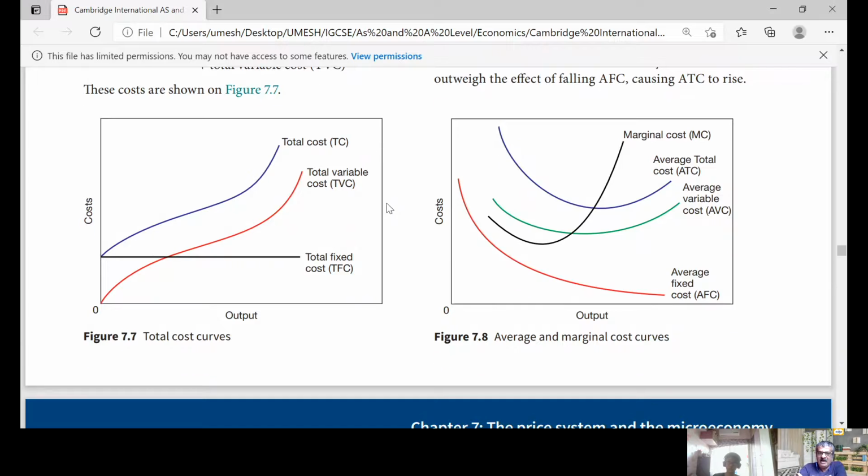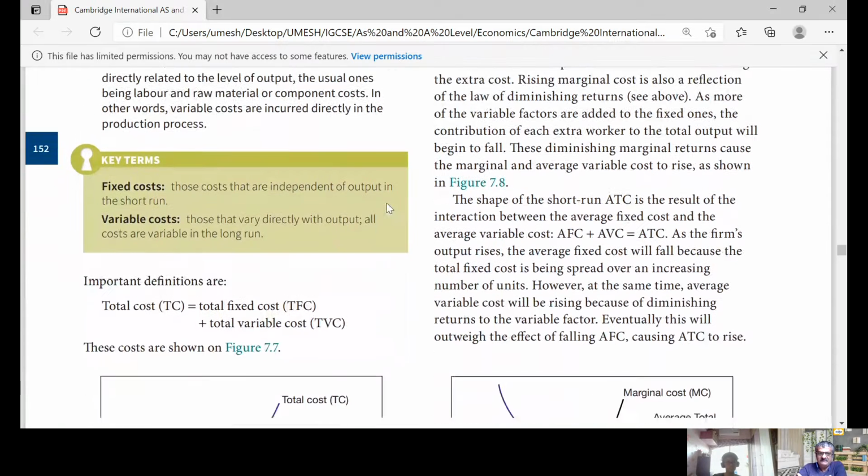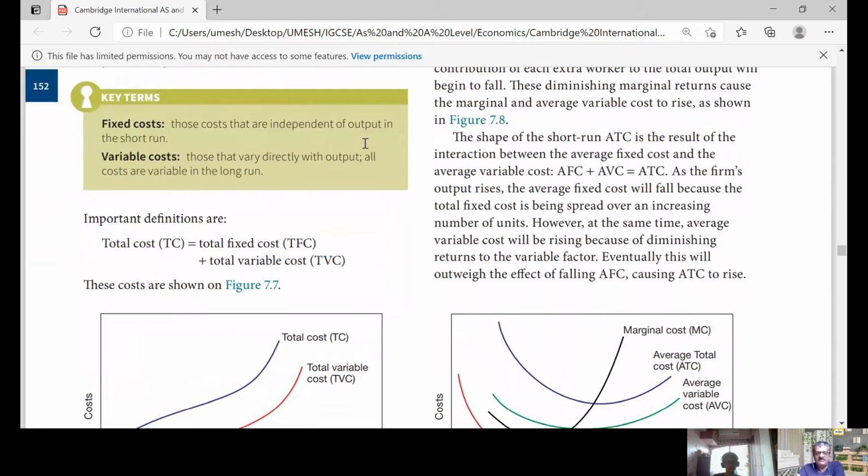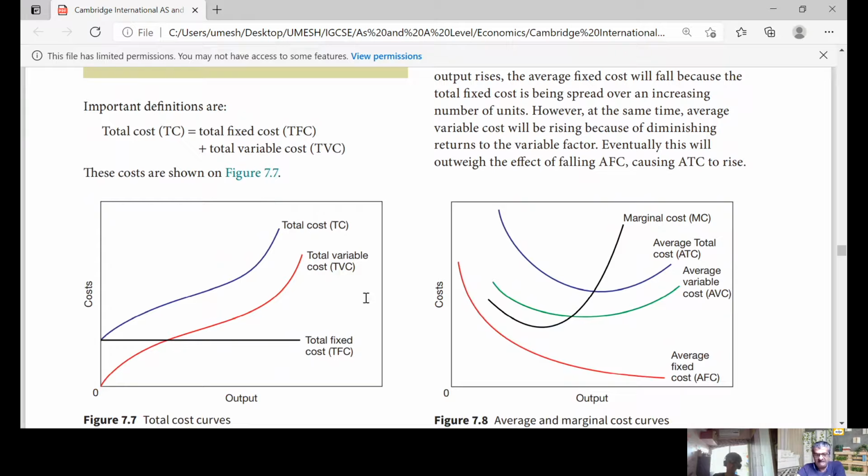Okay. And the final thing you are going to get is fixed cost, the costs that are independent of output, and variable costs that are directly related with the output. All costs are variable costs in the long run. For example, what is the definition of short run and long run? In short run, at least one cost will be variable cost and one cost will be fixed cost. In long run, all the costs are variable cost.